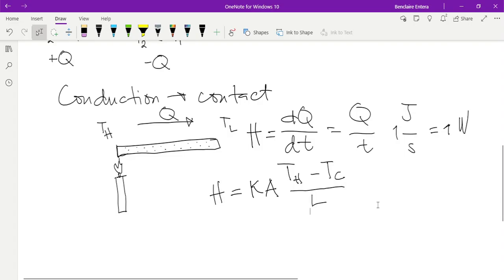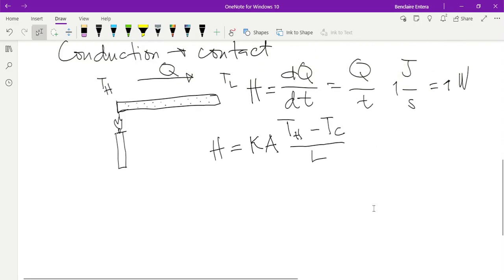Itong A naman, this is the cross-sectional area of the medium. For example, ang gamit mo na metal is ito in heat transfer. So if it is, for example, round, the cross-sectional area is this one.